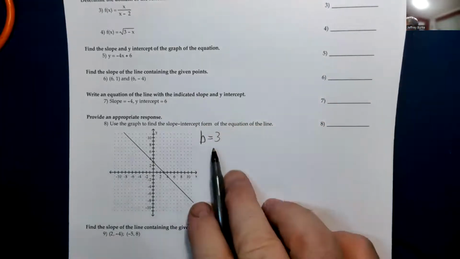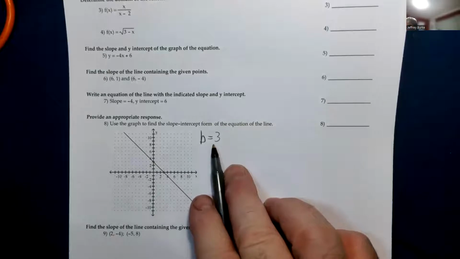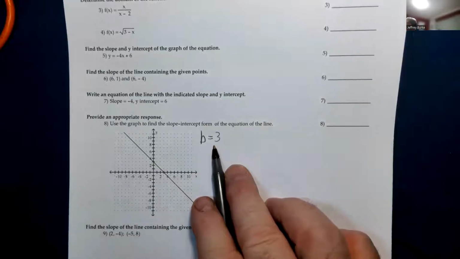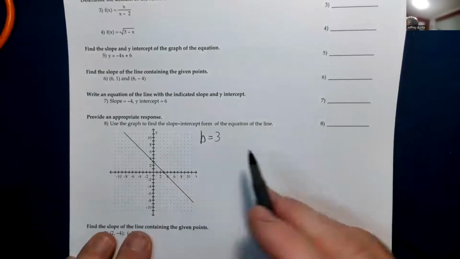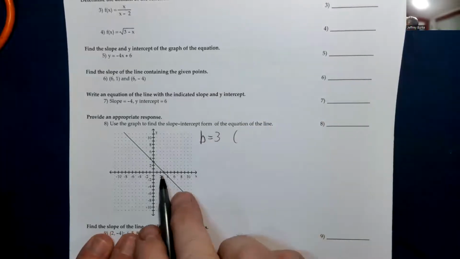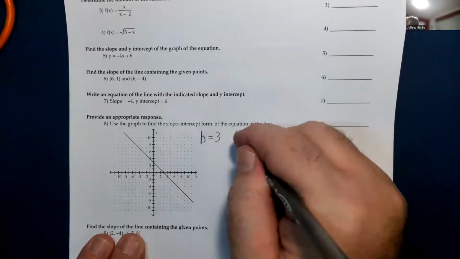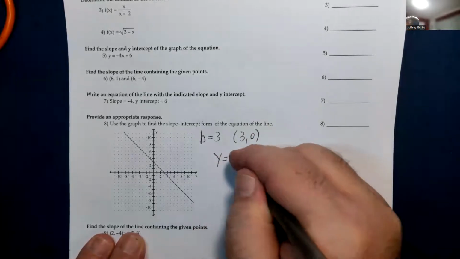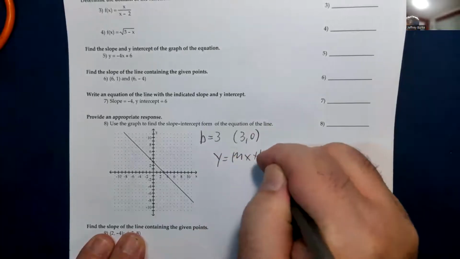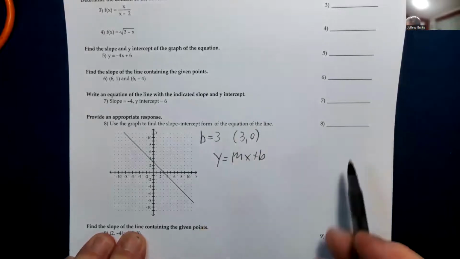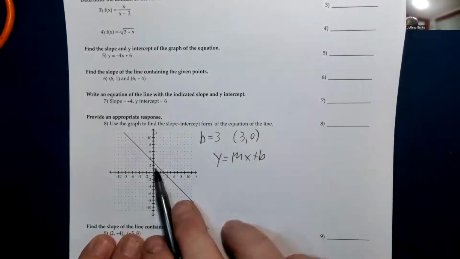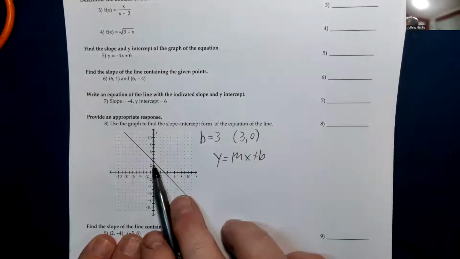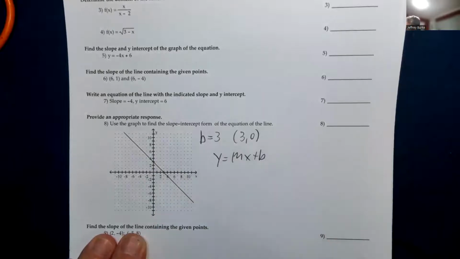If you know what b is, you can actually find 2 points and use the slope formula. Or if you want to, you can use one of the points that's on the graph. Like we could take the point, for example, here. This is the point (3, 0). And we can put it into the equation y equals mx plus b, and then we can just get the value of m. This is a strategy that you can use as long as you can clearly see where the line is crossing the y-axis.